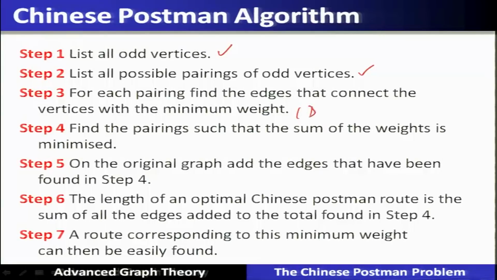either Dijkstra's algorithm will solve it. Why? Because if the graph is of big size, manually you cannot inspect and find these minimum weights, you have to apply Dijkstra's shortest path algorithm. Step number 4 would be to find the pairings such that the sum of the weights is minimized.